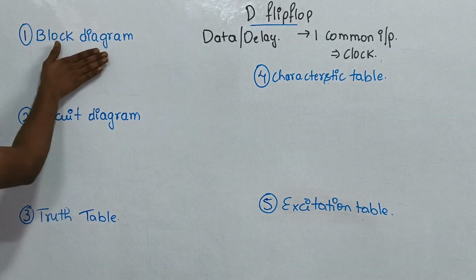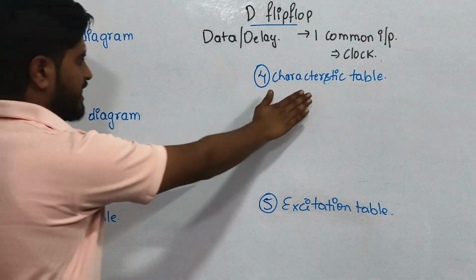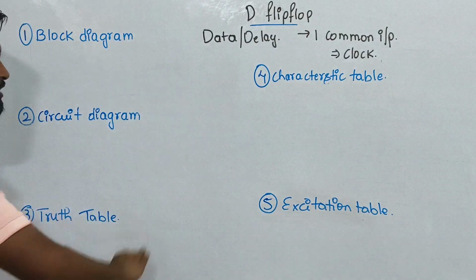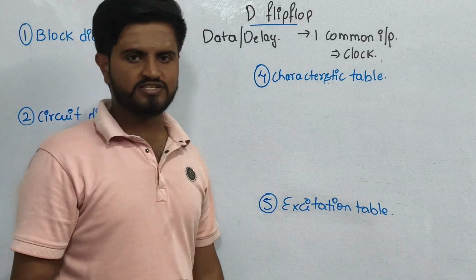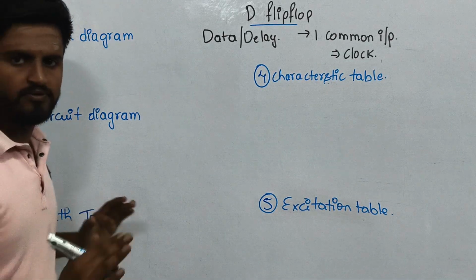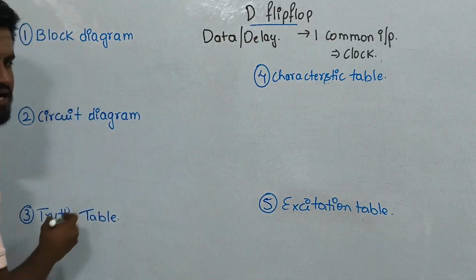Now let's write the block diagram of D flip-flop, circuit diagram, truth table, characteristic table and excitation table. So if you write in this order itself, it will be much easier because one step is dependent on the previous step. Now let's write the D flip-flop block diagram.